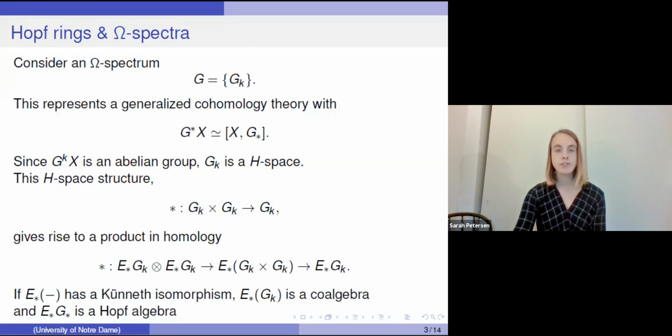And since the cohomology group G^k of X is abelian, the space G_k will have a commutative multiplication in the homotopy category. In particular, this H-space structure, denoted with a star, gives rise to a product in homology. If we require that our homology have a Künneth isomorphism for the spaces G_k, making the E homology of G_k a coalgebra, then the E homology of G will have the structure of a Hopf algebra.